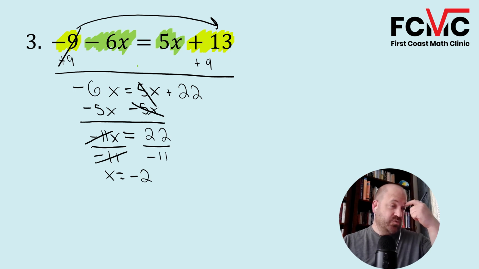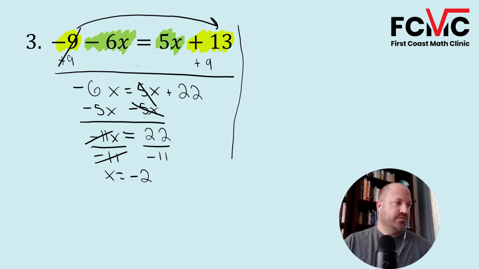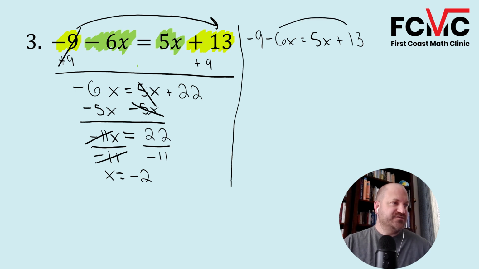Now again, I want to solve this one more time using a slightly different first step. So we're going to have negative 9 minus 6x equals 5x plus 13. And let's start by maybe adding the 6x to both sides. Actually, not the 13. I'm going to do like terms. So let's deal with this.